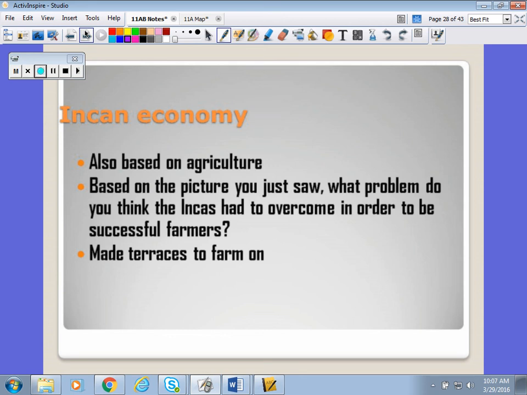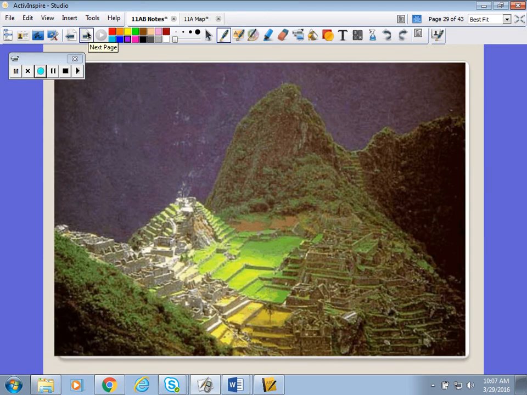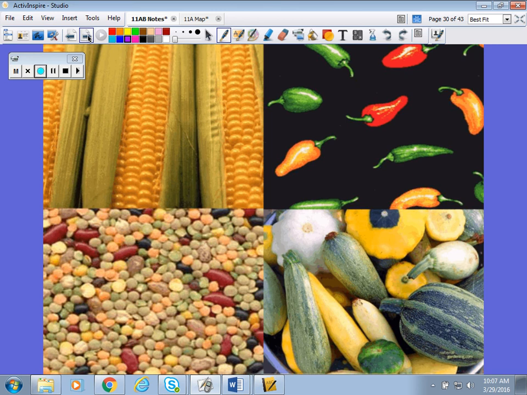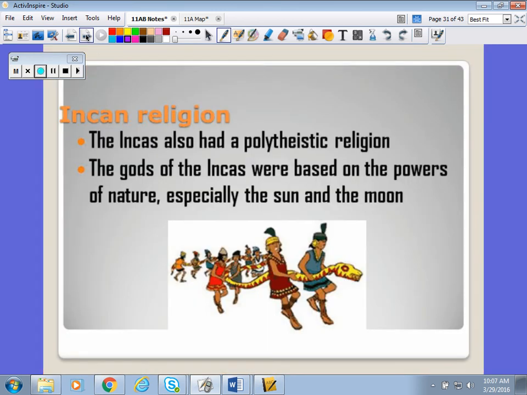The Incans go to a different approach, and they make what we call terraces, where they are literally going to cut into the side of the mountain to create flat farmable land. Okay, as you can see here, we'll look at Machu Picchu. Similar crops. I'm going to get back to another picture of the terraces here in a second, guys.